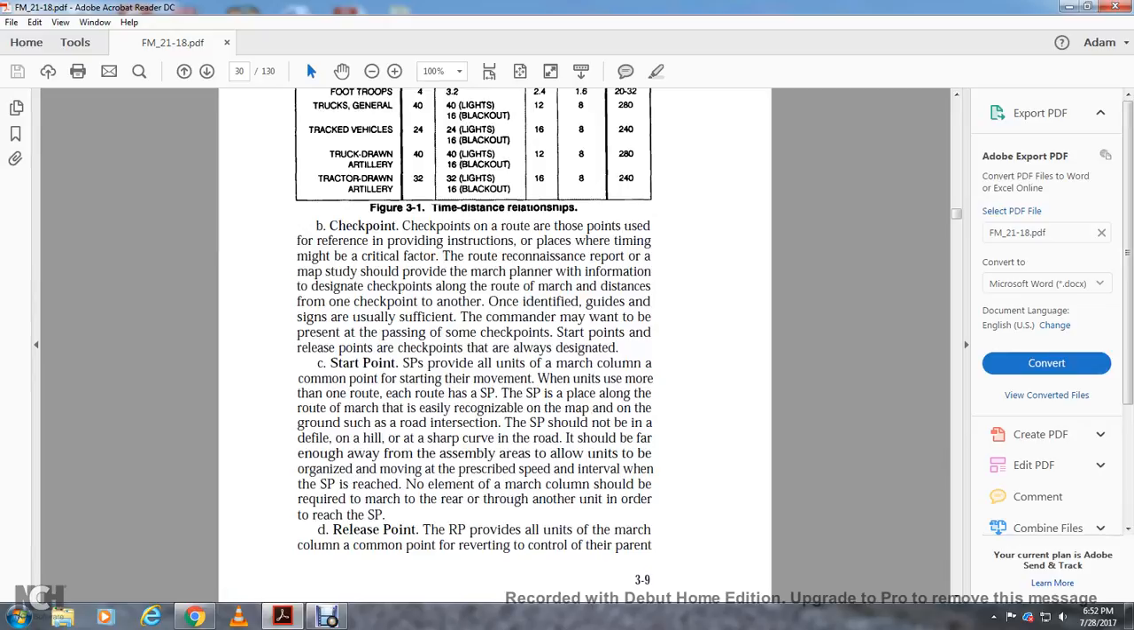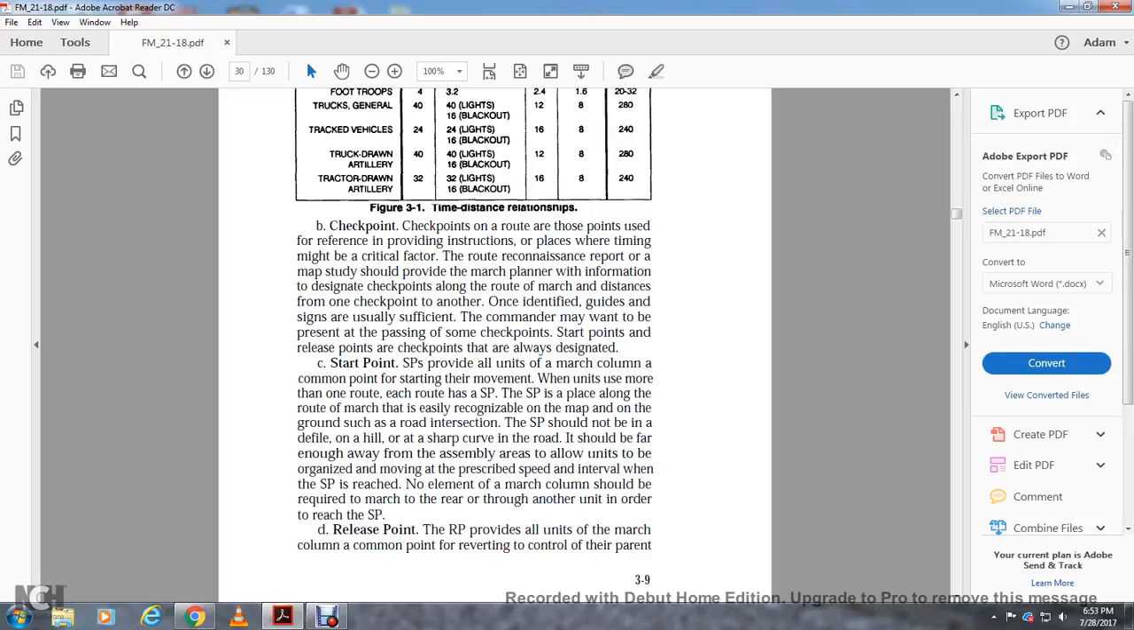The checkpoints are on the route, with the reference providing instruction. A critical feature of the route reconnaissance report and the map study should provide the march planner with information on the designated checkpoints along the route of march, and the distances from one checkpoint to another. Once identified with guides and signs that is usually sufficient, but the commander may want to plan the passing of some of the checkpoints, starting with the release points or checkpoints that are always designated.